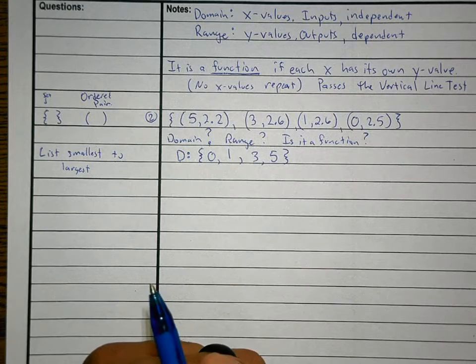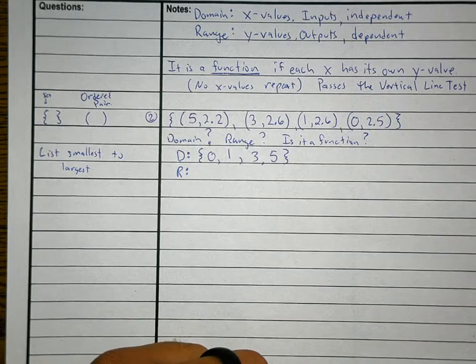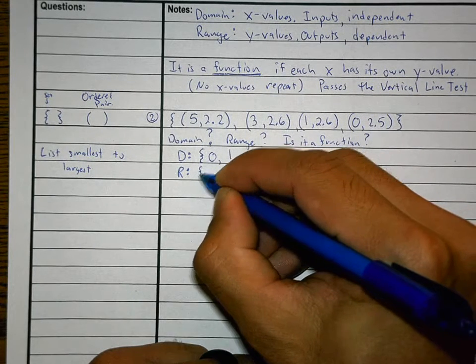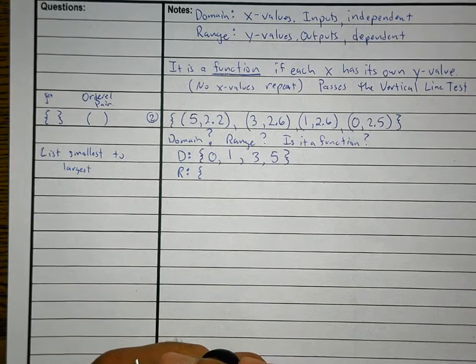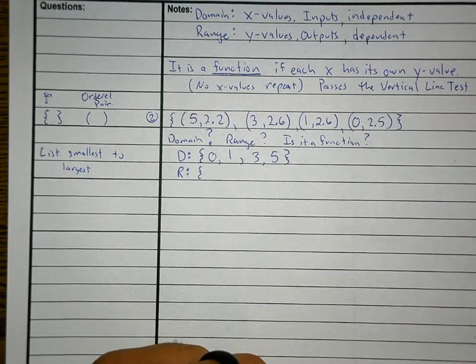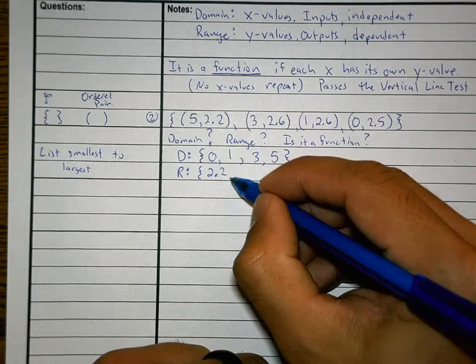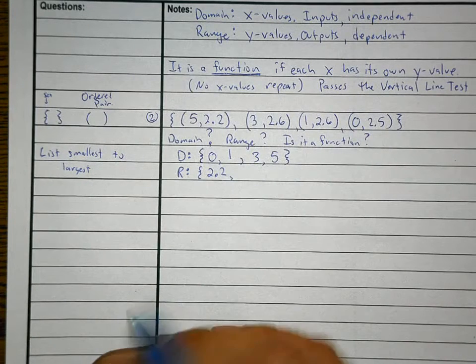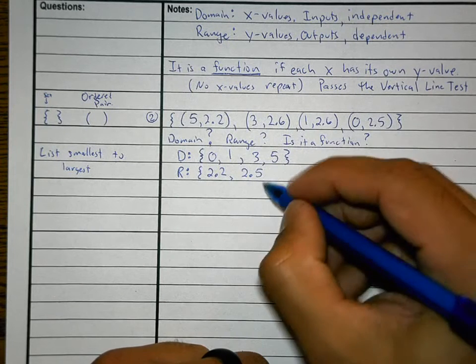Second question, what's the range? Capital R. Put a little colon. Solution set. What is your smallest range? I'm not asking what the smallest one was for your domain. I want to know what the smallest range was. What is the smallest one? 2.2. Then it goes to? 2.5. Then it goes to? 2.6.